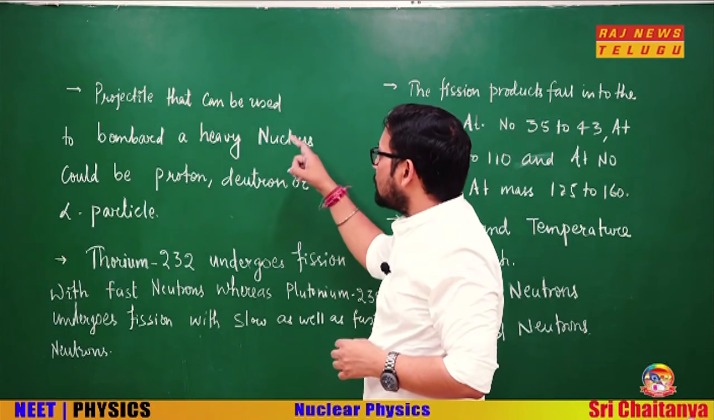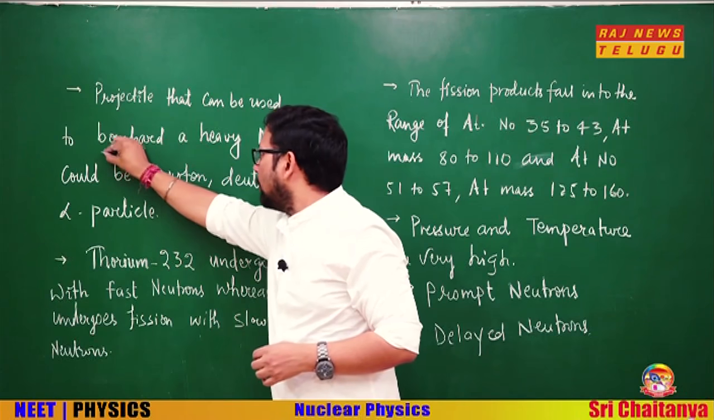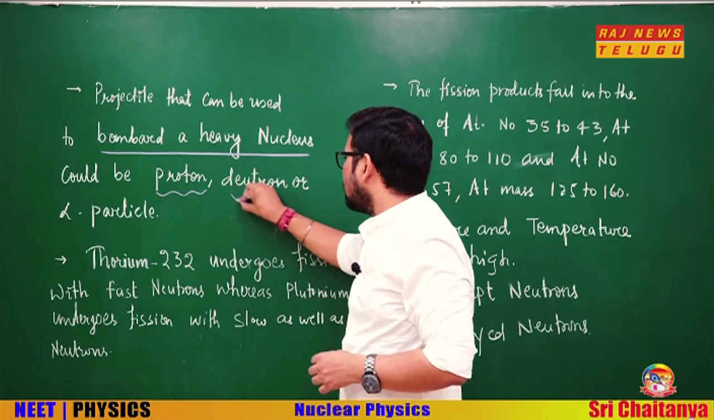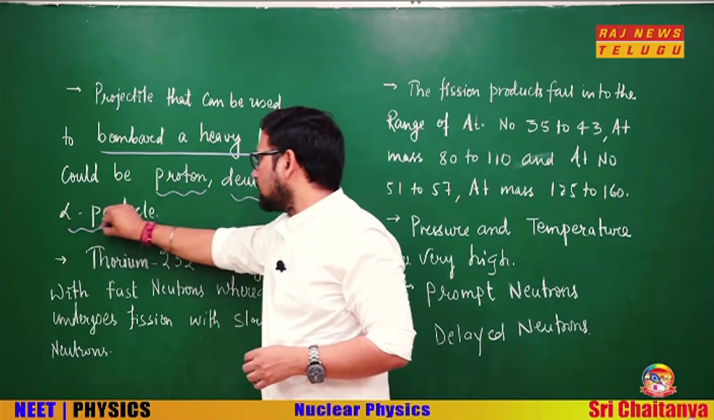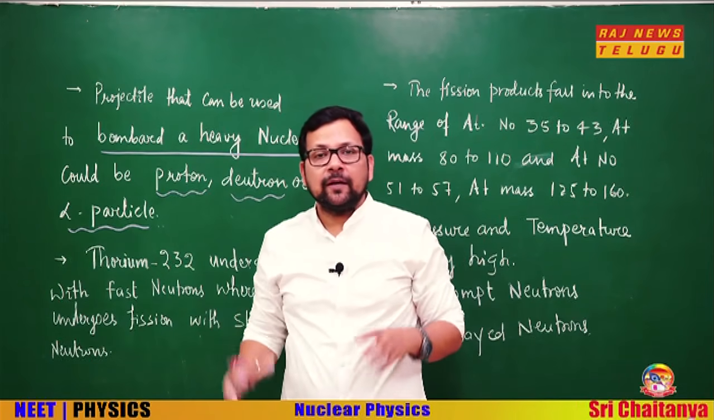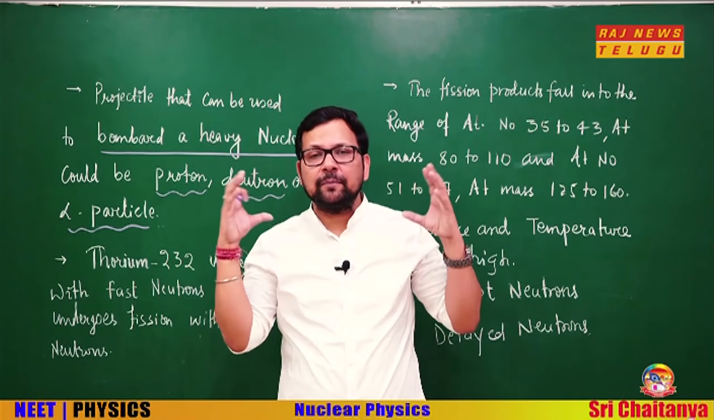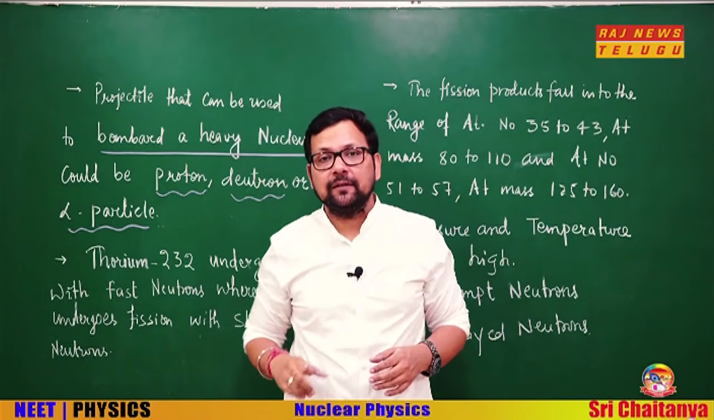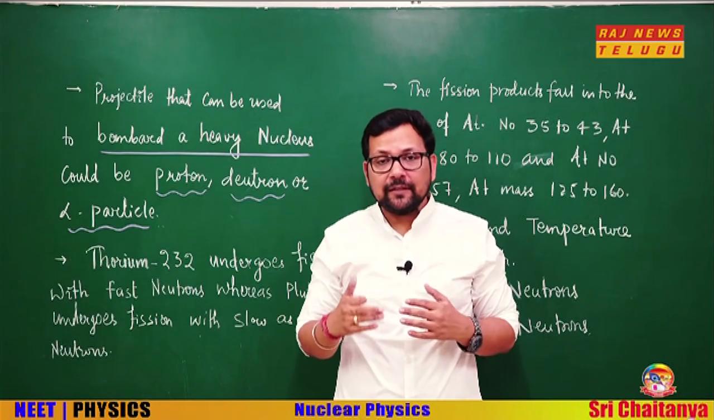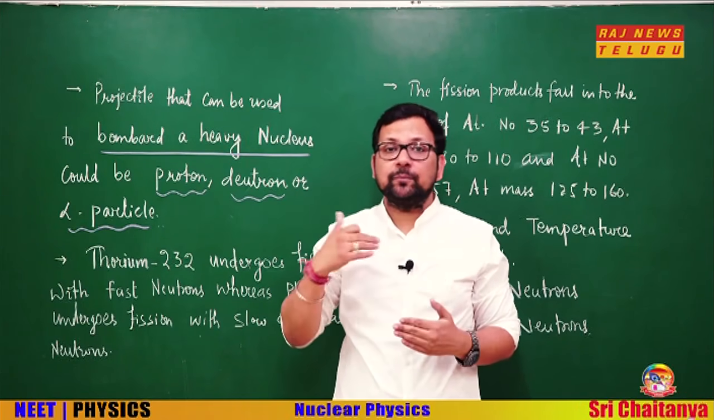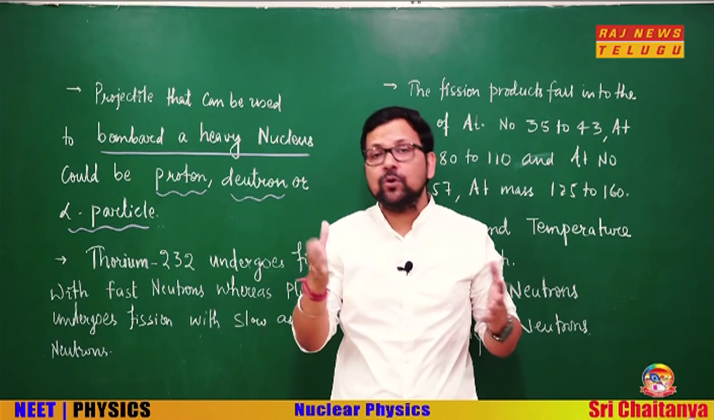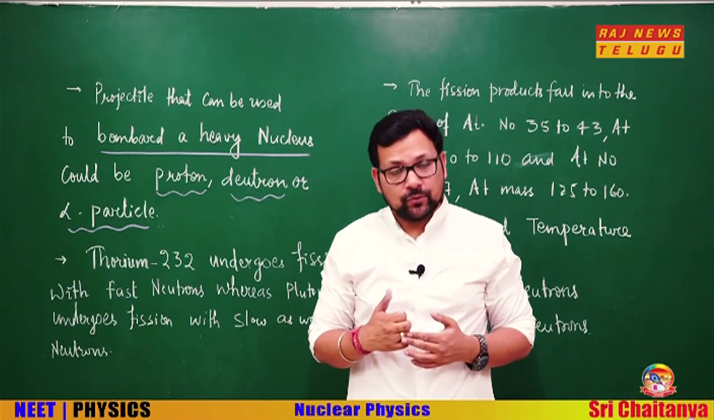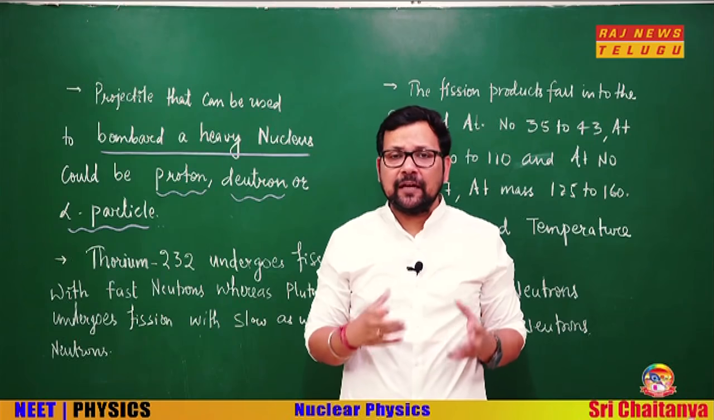Projectiles that can be used to bombard a heavy nucleus could be protons also, deuterons also, and alpha particles also. Here we are using a neutron, but don't make a concept in your mind that because this is a fission reaction, only a neutron can be the projectile. This is not the case. In fission, we can use alpha particles, protons, deuterons; even thorium undergoes fission by using protons. Alpha particles can also be used. So all nuclear projectiles could be used.